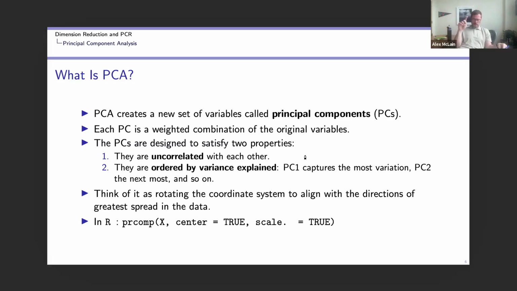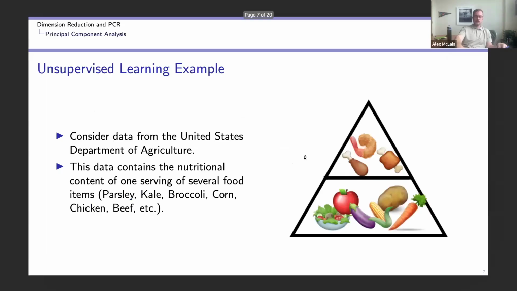So we're going to look at this with an example here. This is just a toy data set that I feel is useful to think about what is going on with principal components. It's from the United States Department of Agriculture. It contains the nutritional content of one serving of a whole bunch of different food items. Nutritional content, we just have fat, protein, fiber, and vitamin C, just those 4 variables that we'll be considering.